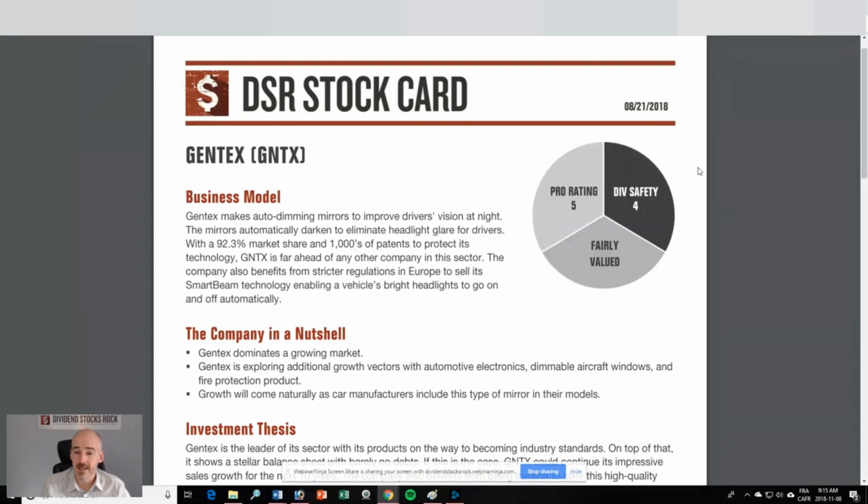On your right side, you have our Pro rating. Pro rating is a basic rating that we have. It's explained on the website. It goes from 1 to 5, from a screaming sell, which is a 1, to an exceptional buy, rated as a 5. So it's a classic buy, hold, sell rating.